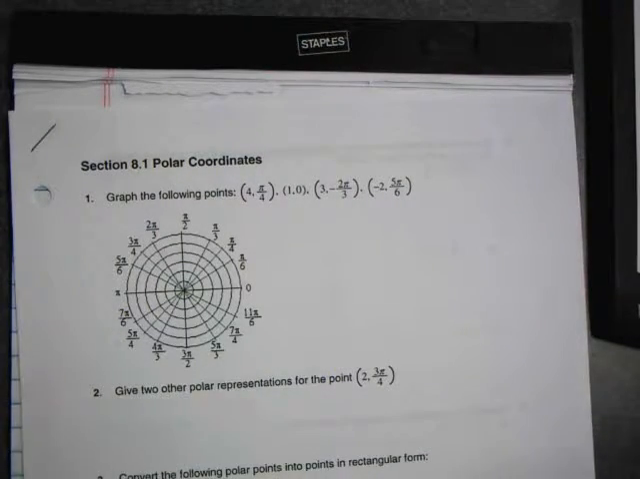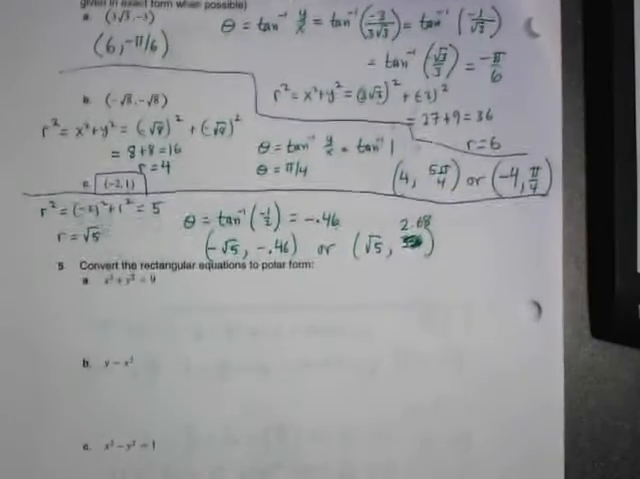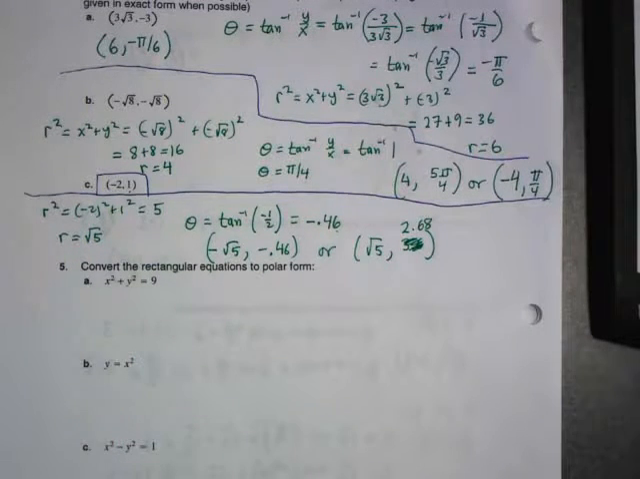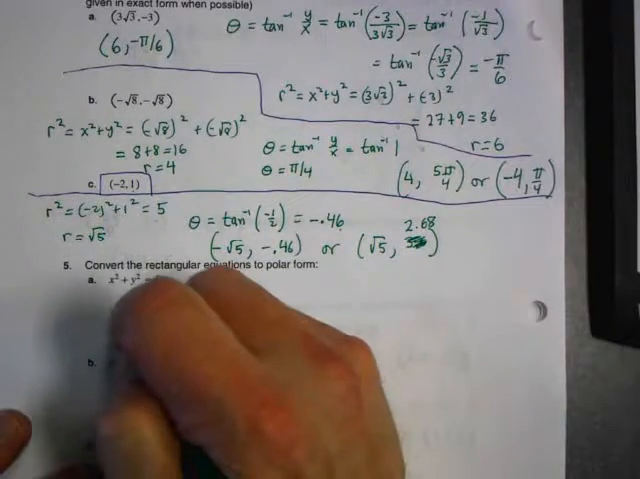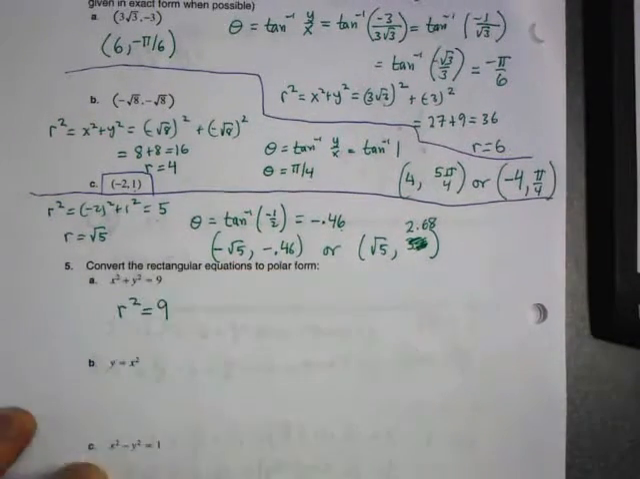All right, so the last thing we have in this section, I think. Not only can we convert points, we can also convert equations. For example, I might give you the equation x squared plus y squared equals 9. That's an equation in rectangular form. x squared plus y squared is r squared, so this equation in polar form is r squared equals 9. So r equals 3.